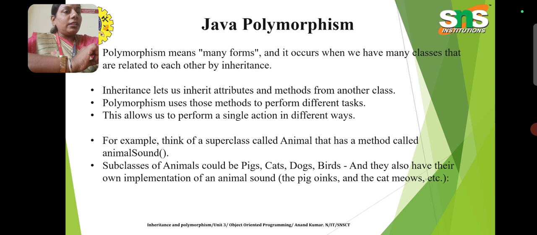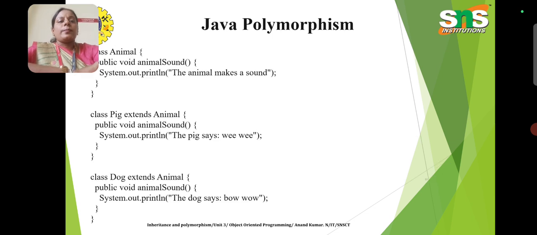A single method can perform different tasks, that is polymorphism. This allows us to perform a single action in different ways. For example, think of a superclass called animal that has a method called animal sound. Subclasses of animal could be pigs, cats, dogs, birds, and they also have their own implementation of an animal sound. The pig oinks, the cat meows, etc.